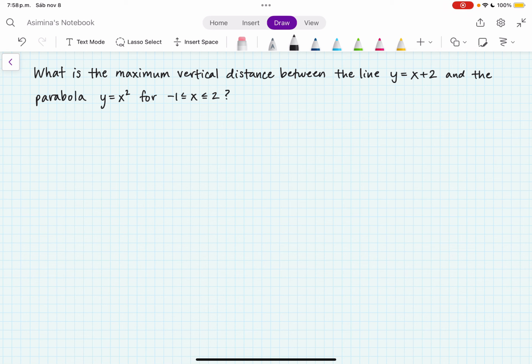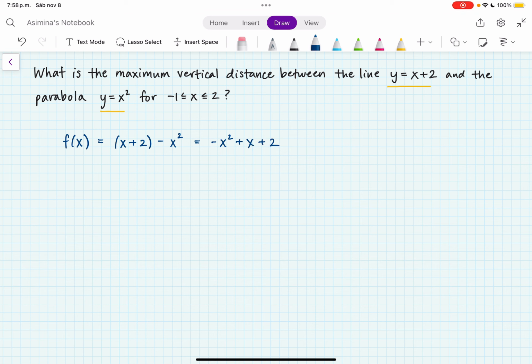their y values. So we can write this as a function f of x, where we take one curve, x plus 2, since we have that y equals x plus 2, and here we have y equals x squared. So we can take x plus 2 and subtract x squared. Now, what is this? This is minus x squared plus x plus 2.